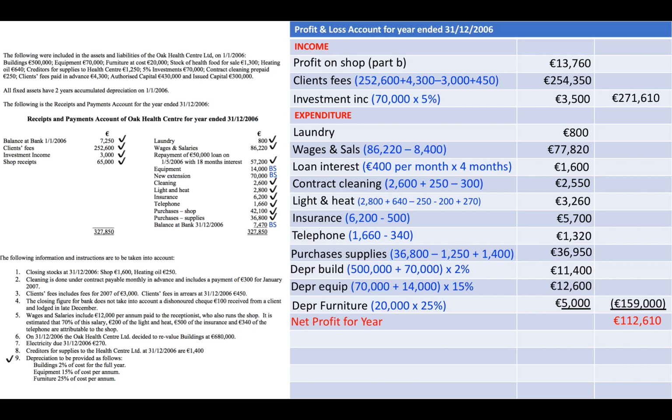€112,610. So then we add our reserves from part A, 257,290, and that gives us profit and loss balance 31st the 12th 2006 of €369,900. So that is our profit and loss account for the year complete.